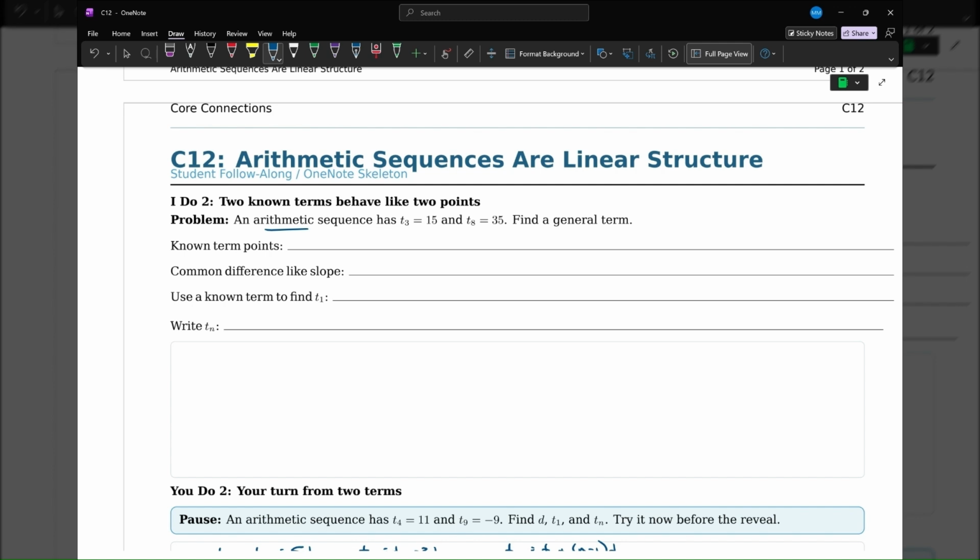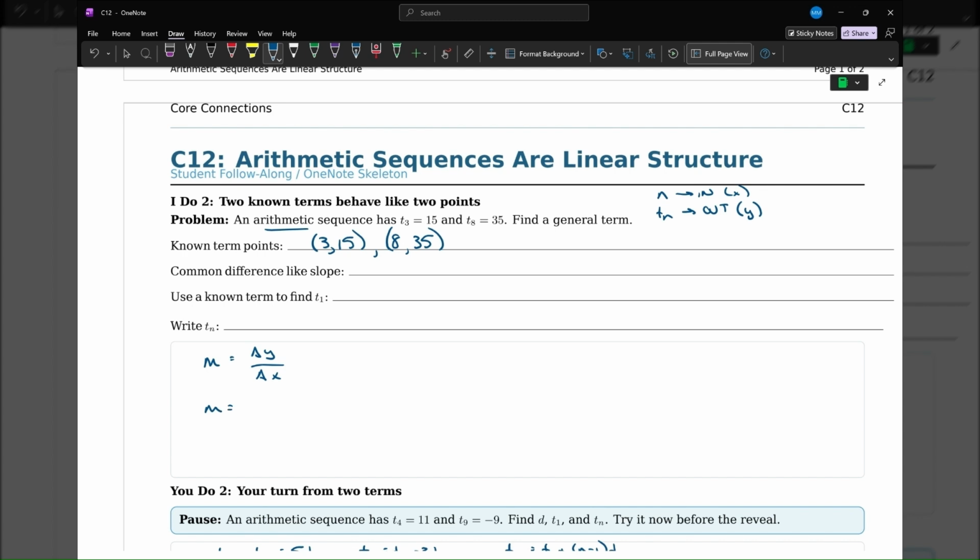So what do we know? If I go back to input-output language, remember n is the input, x, and then tn is the output, y. So what this question is really telling me is that if I input 3, I output 15, and if I input 8, I output 35. Well, from Math 10, I can easily find the slope between 2 points. We know that slope is the change in y output over the change in x input.